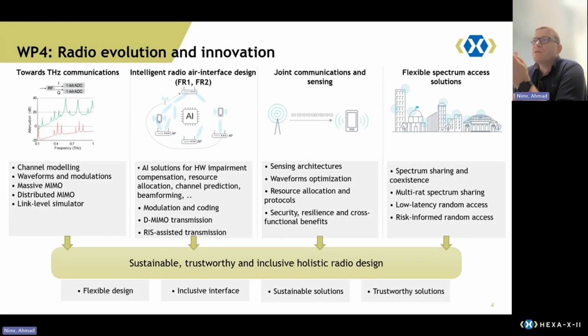The other tasks focus on improving the existing system in FR1 and FR2, and they mostly focus on AI/ML solutions, in addition to the integration of D-MIMO and RIS technologies. Joint communication and sensing is also considered for different frequencies, different sensing deployments or architectures, and work on waveforms and resource allocation. We have a task focused solely on flexible spectrum access, sharing, coexistence, low latency access, multi-rate, and also interference mitigation. And all these 4 tasks focus on a specific technology. We integrate them in the holistic radio design task, focusing on flexibility and also enhancing the value parameters.